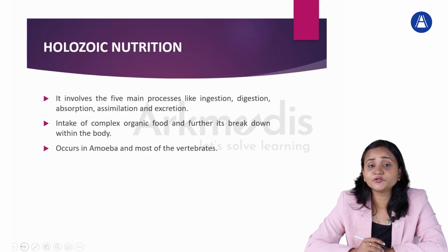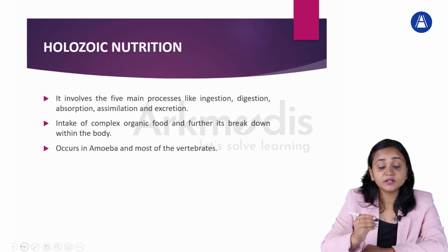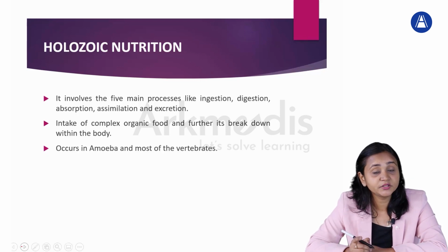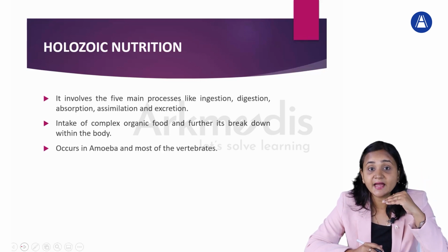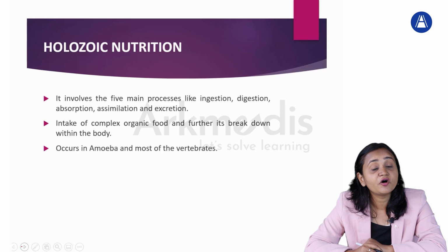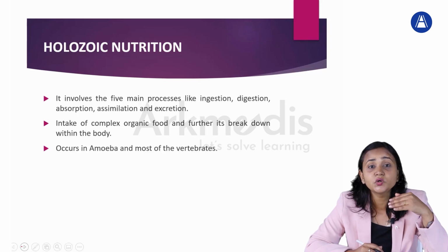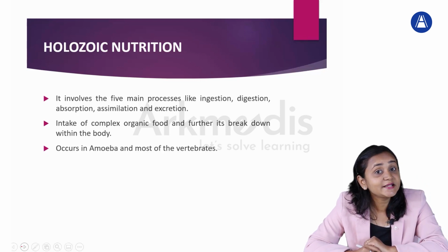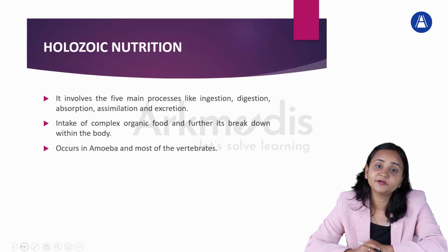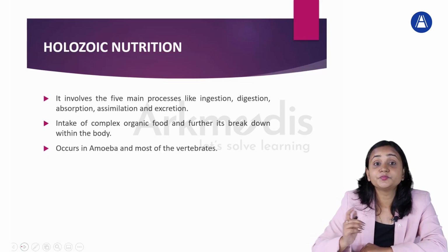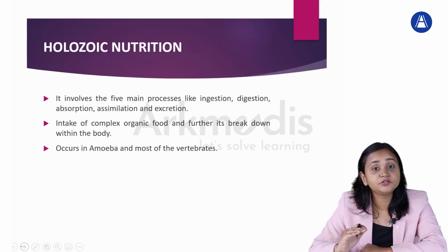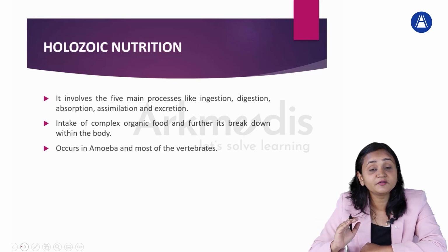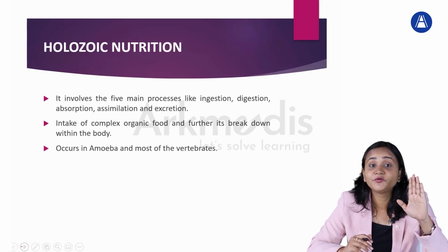First is the holozoic mode of nutrition. Now, what happens in this mode? The complex food material is taken in, and the further digestion of this complex food material into simpler compounds takes place inside the body of the organism. This process of breaking down of the complex molecule into simple molecules involves 5 different steps.